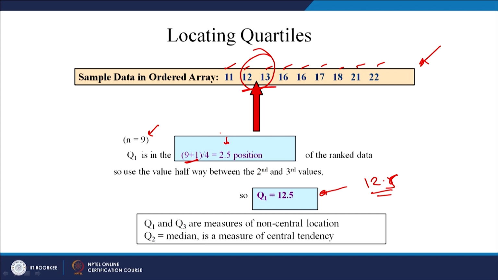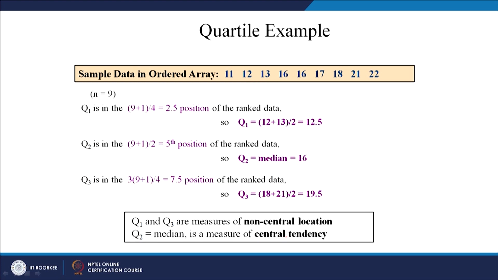Let us look at how to find out Q2. Before this, let me tell you that Q1 and Q3 are measures of non-central location. Of course, they are not central location. In fact, Q2 is a central location. Let us find out what Q2 is. Q2 is (n plus 1) by 2, so this is the fifth position. Fifth position is what? First, second, third, fourth and fifth. So, this is Q2, which is also the median.